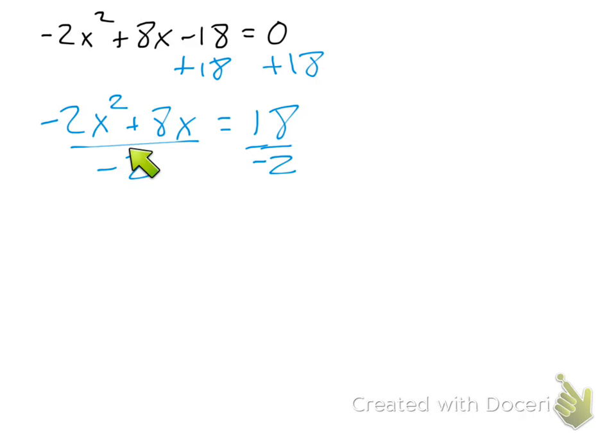Now remember how to divide something with a common denominator. That means I can just divide these two and then go back and divide those two. What's negative 2 divided by negative 2? It's 1. What's 8 divided by negative 2? So it's negative 4x plus something equals, what is 18 divided by negative 2? It becomes negative 9 plus something. And that something is half of b squared.